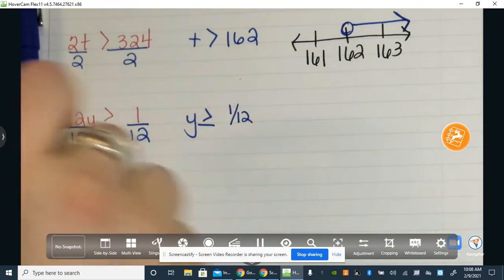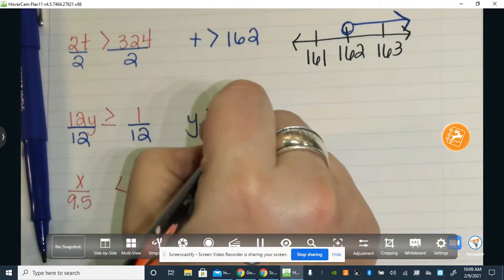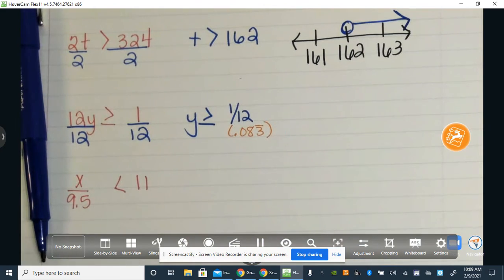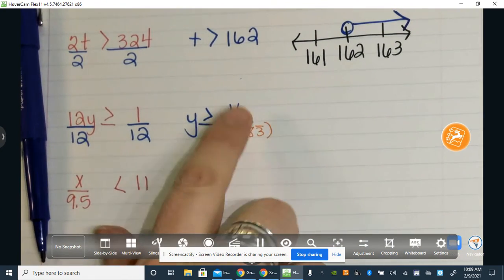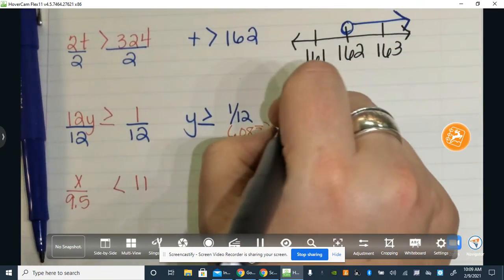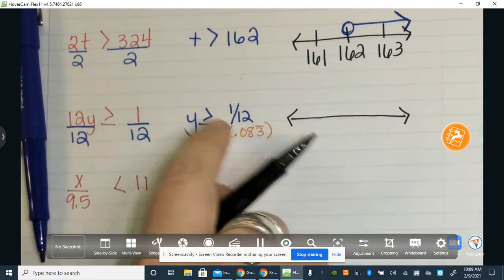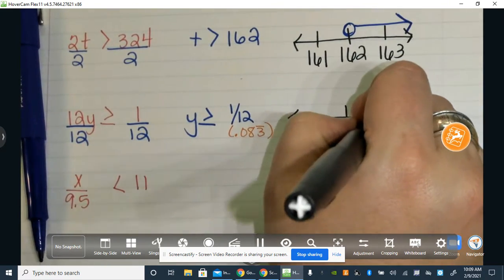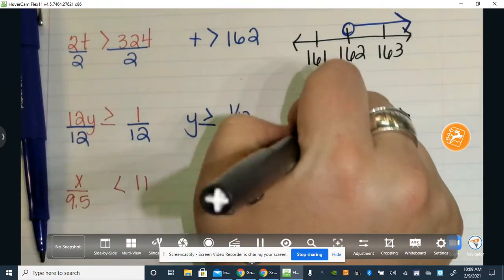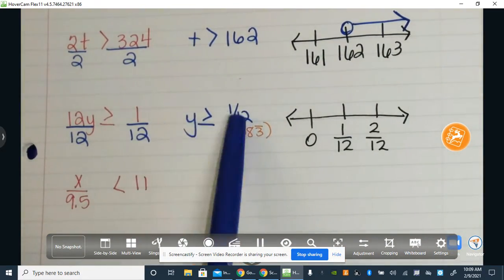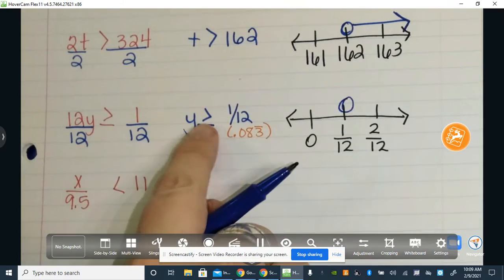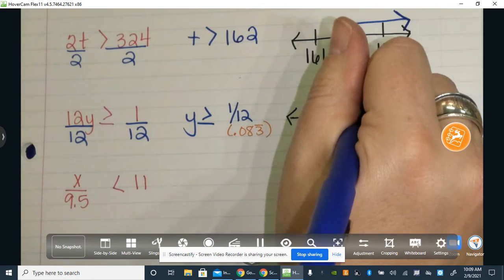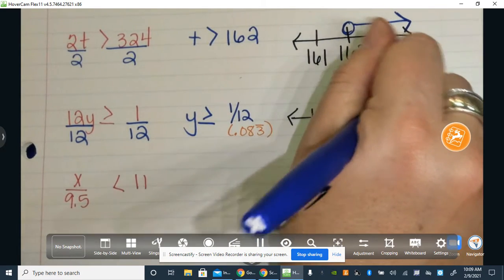If you put 1/12 as a decimal, it would be 0.083, I think. Okay, but don't worry because this suffices. So if I'm graphing this on a number line, and this is why I kept it as a fraction because it's easier to graph on a number line, like this, 0, 1/12, 2/12. Okay, so I'm going to find where 1/12 is. I put a circle. It's also equal to, so I shade that in. And then I'm going to the right because I'm looking for all numbers greater than it.